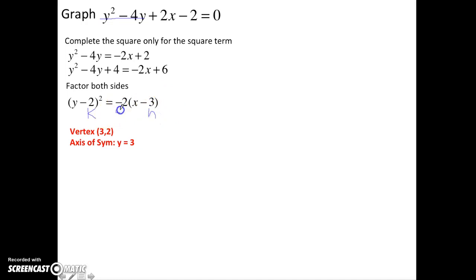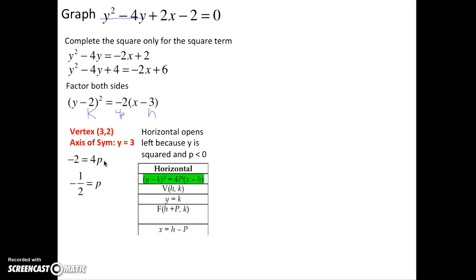And then 4p is going to be equal to the constant in front of the non-squared term. So right away we have our vertex and our axis of symmetry. To get our p-value, we set the constant equal to 4p, solve for p, we get -1/2. This is a horizontal parabola because y is squared, and it's going to open to the left because p is less than 0. So we'll use this information to find our remaining pieces.